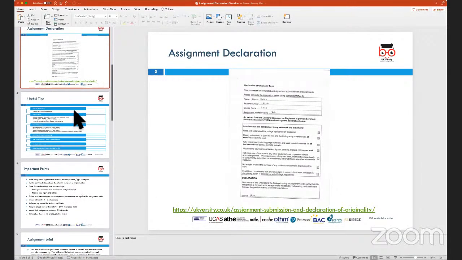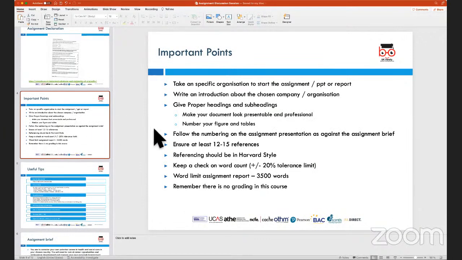Now, when we look at doing the assignment, there are a couple of important tips that I want to give as guidance. Make sure that when you start the assignment, you start it with a particular topic or a particular organization in mind. Sometimes assignment briefs don't give you a scenario. In this case, it is important that you write a small introduction that gives a bit of background of what organization, company, or place of work you're going to take into account for quoting as examples when you start writing your assignment.